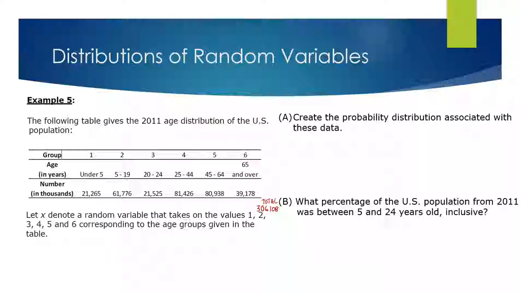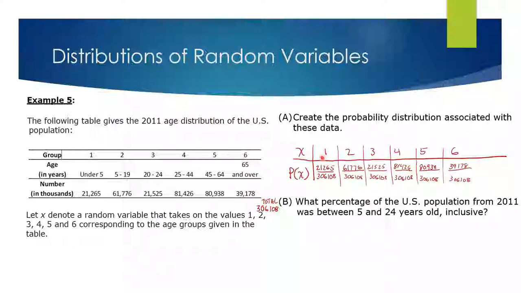So when I complete this probability distribution, I'm going to have my groups 1 through 6, and the top numbers are the numbers that were in the table to the left. The 306,108 is the bottom number for each one of them, and those represent the probabilities. They're quite nasty decimals, which is why I leave them as is, because it helps me in the long run.